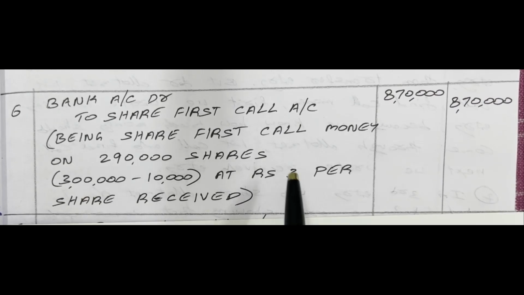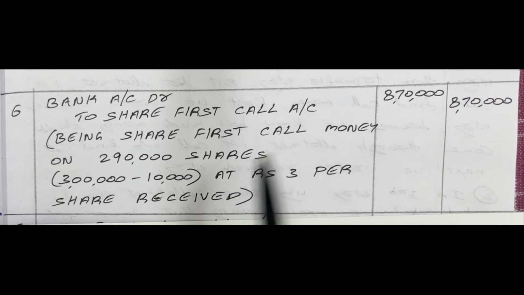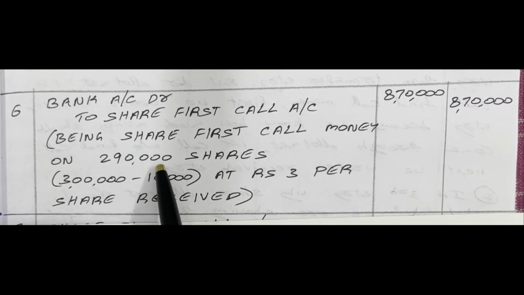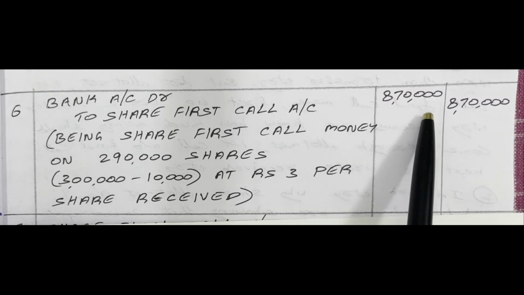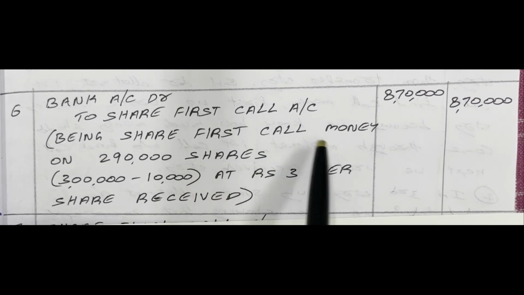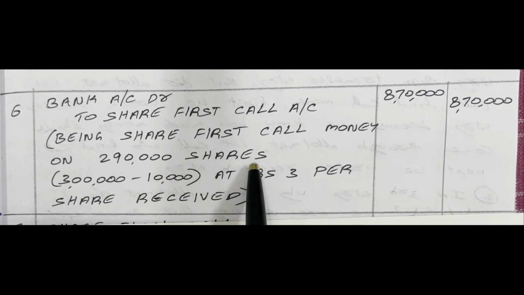On 3 lakh shares at the rate of 3 rupees each, 3 lakh into 3, 9 lakh rupees should come. But on 10,000 shares, first call money has not come, no? So 10,000 into 3, 30,000 is not coming. Therefore, finally, first call money we received only on 2,90,000 shares. 3 lakh minus 10,000. So 2,90,000 shares into 3 rupees, 8,70,000 only we received towards first call. Mention that in the narration. Being share first call money on 2,90,000 shares at 3 rupees per share received.